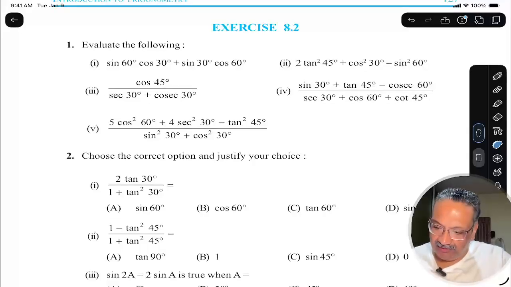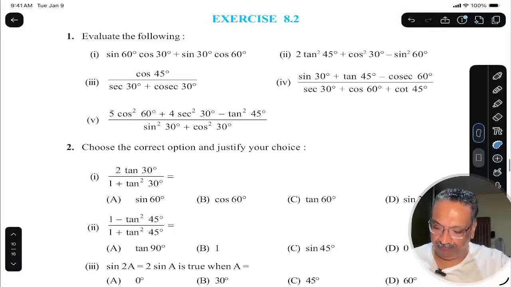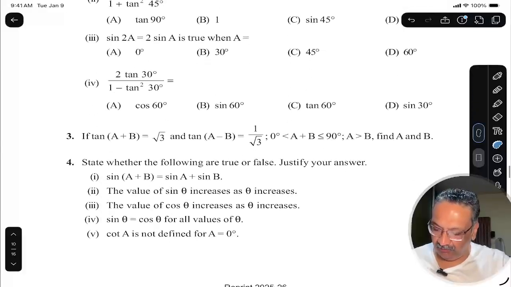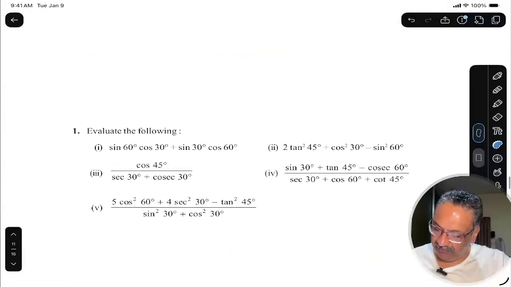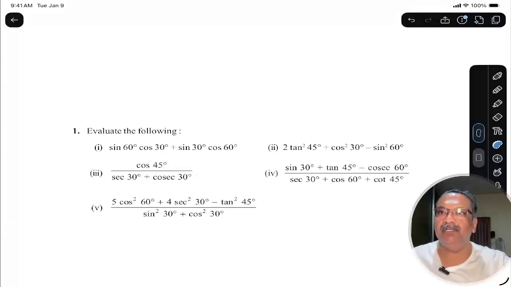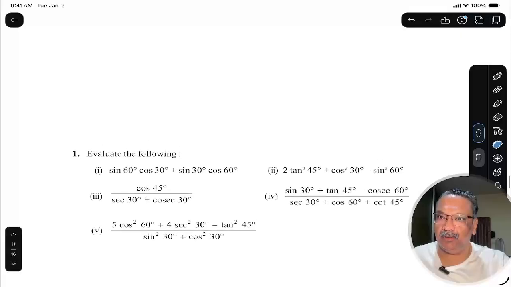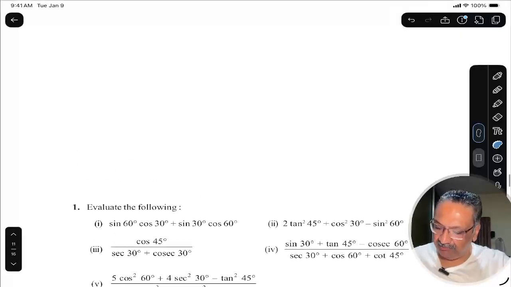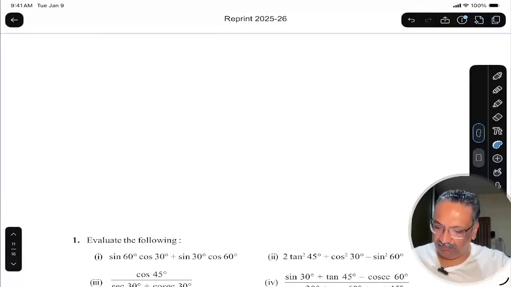Okay, exercise 8.2 of Trigonometry, class 10, NCERT book. Directly first question, evaluate the following. Before we solve this, I will just show how to write. You should remember the values of a few trigonometric ratios.